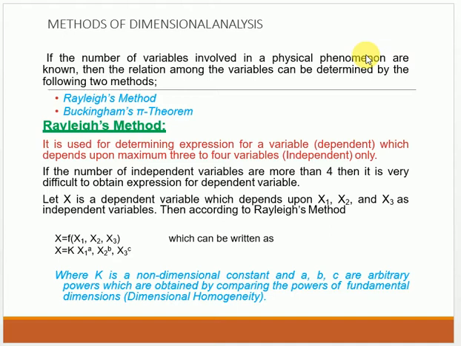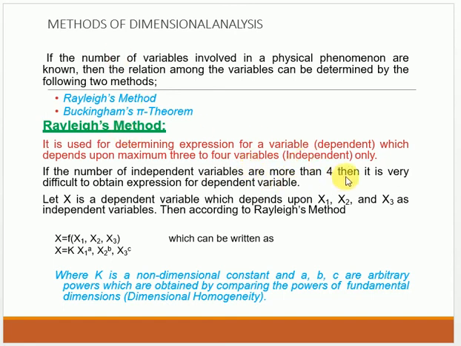These different methods have their own advantages and limitations. Let's discuss the first one, Rayleigh's method. It is used for determining an expression for a dependent variable which depends on a maximum of 3 to 4 independent variables. If the number of independent variables is more than 4, then it is very difficult to obtain the expression for the dependent variable. So that's why it has some limitations.